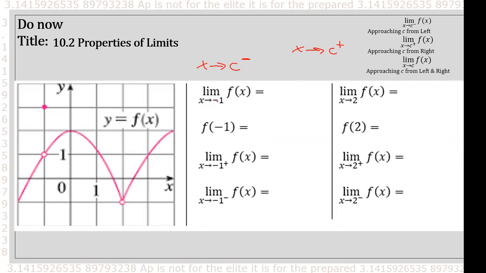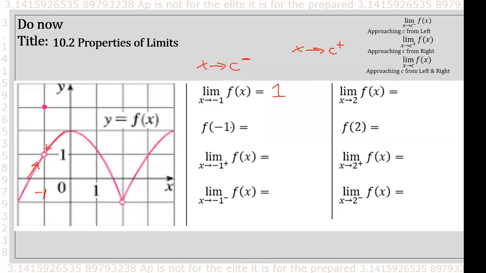Let's look at this one right here. The limit as x approaches -1. So we're looking at the value of x equals -1, that's right here, and we're seeing what happens as I approach from the left and from the right. We can see that this gets really close, and the limit is going to be this y value at that hole, so it's going to be 1.